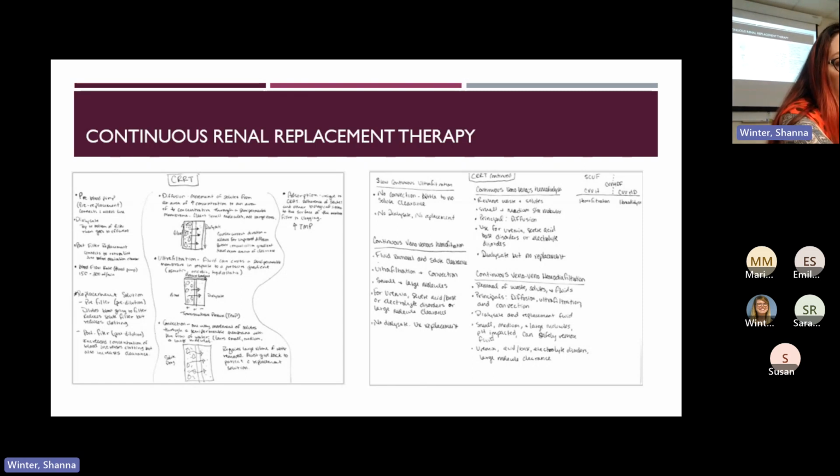The modes of CRRT. So you have SCUF, which is literally just hemofiltration. You have continuous veno-venous hemofiltration, which takes more volume than SCUF does, but it's still just hemofiltration. There is no dialysate. Then you have continuous veno-venous hemodialysis, which isn't going to really remove fluid. It's just dialyzing. And then the CVVHDF is what we use, which can dialyze, take out small solutes, large solutes, and do fluid removal.